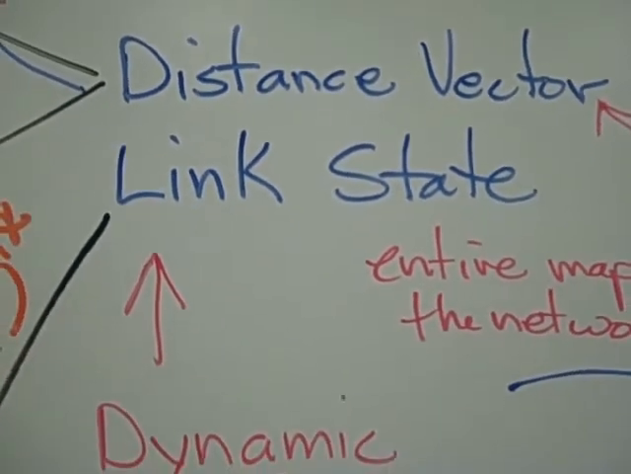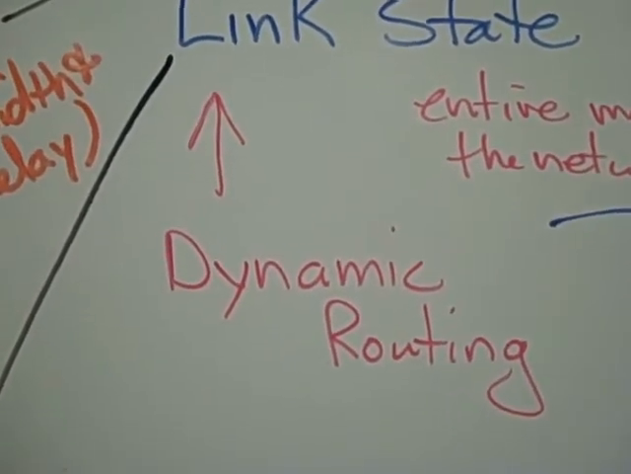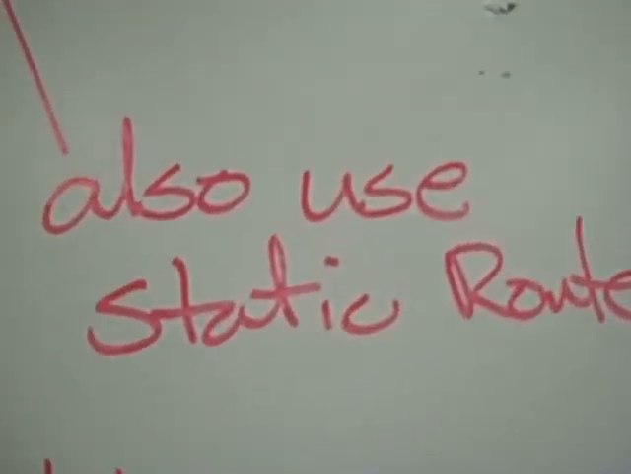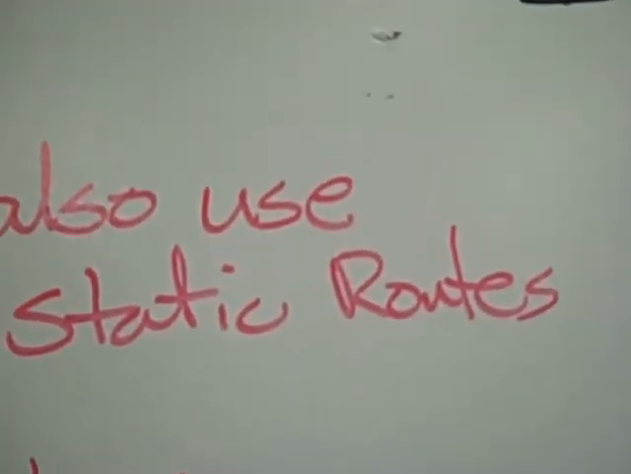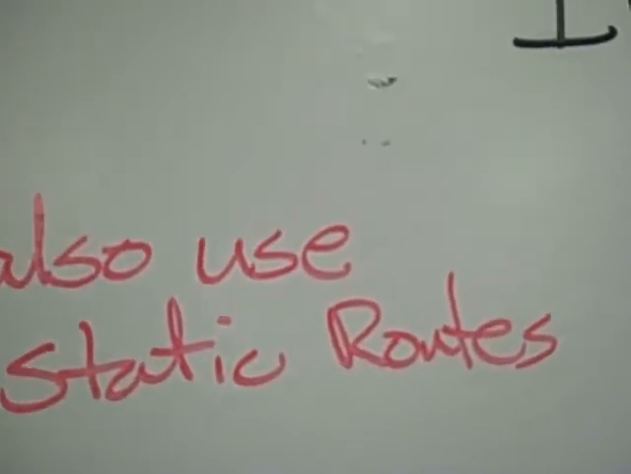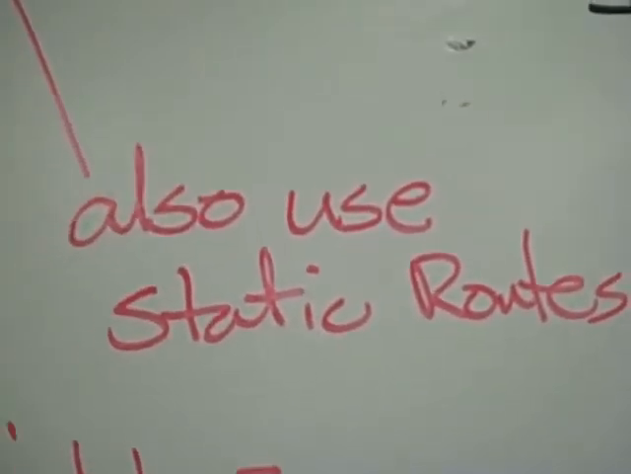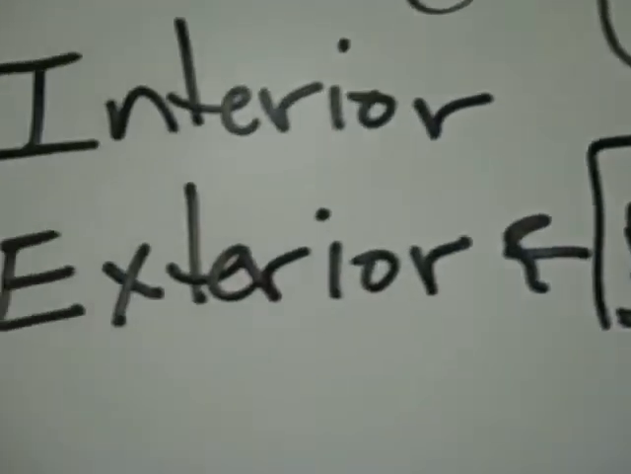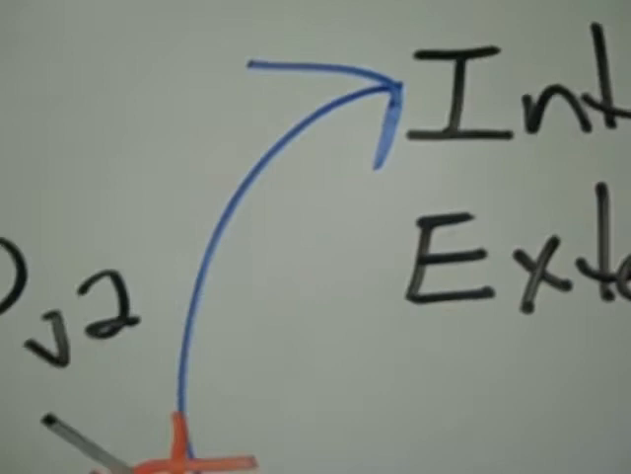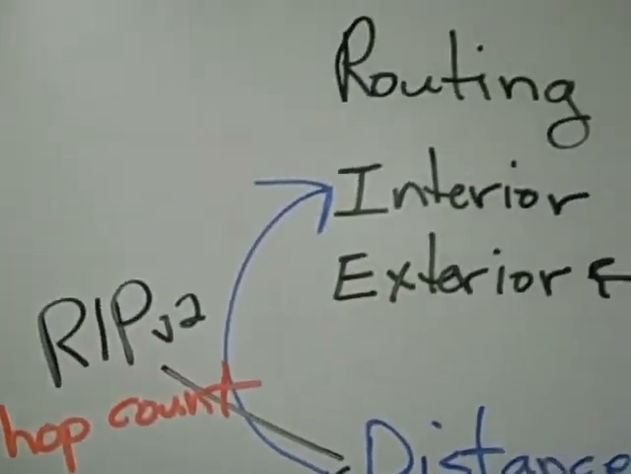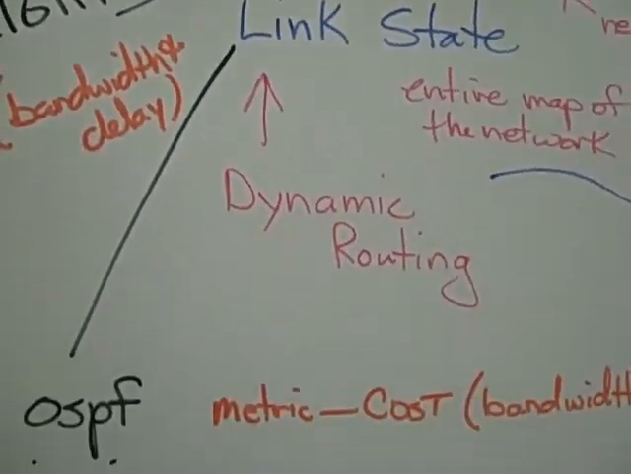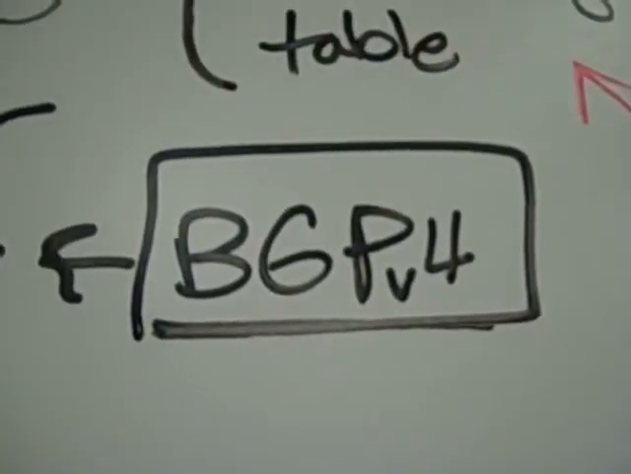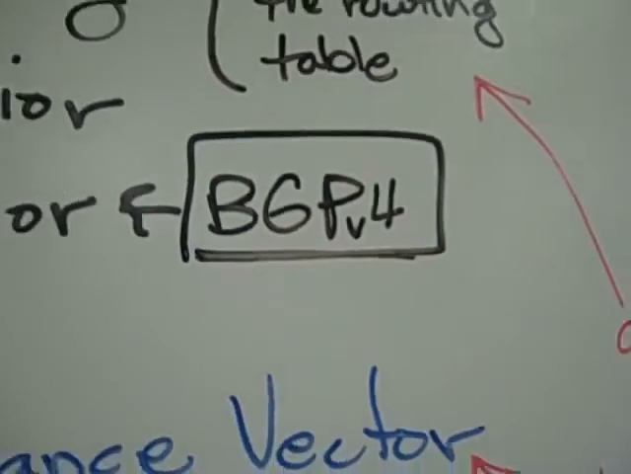Both of those are dynamic routing protocols. Now we can use those in combination with some static routes or static routing in order to build our routing table the way we want it. Those are all interior. These are all interior routing protocols down in here that we talked about. And then an exterior one, we gave one example, is BGP out on the internet.